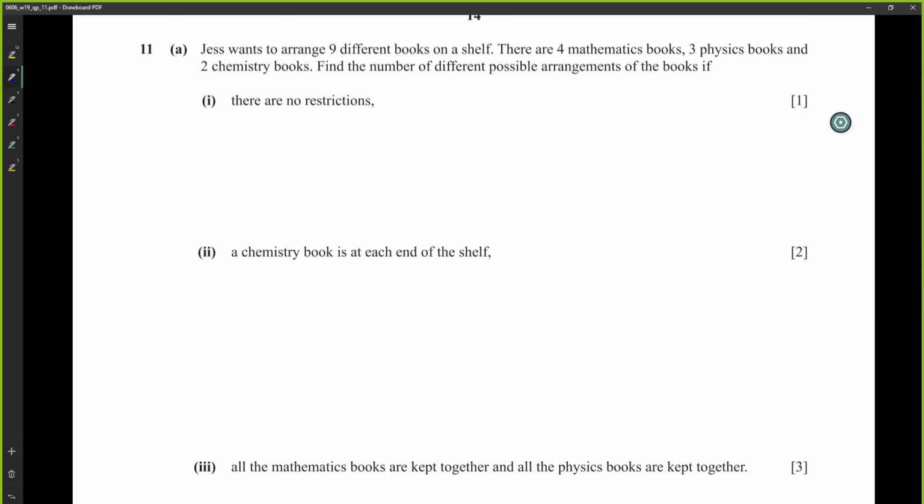So Jess wants to arrange 9 different books on a shelf. There are 4 mathematics books, 3 physics books and 2 chemistry books. Find the number of different possible arrangements, no restriction. So we have 4 math, 3 physics and 2 chemistry. If you want to arrange all the 9 books with no restriction, it is just 9 factorial. Or you can do 9P9 if you want. So I will just do 9 factorial.